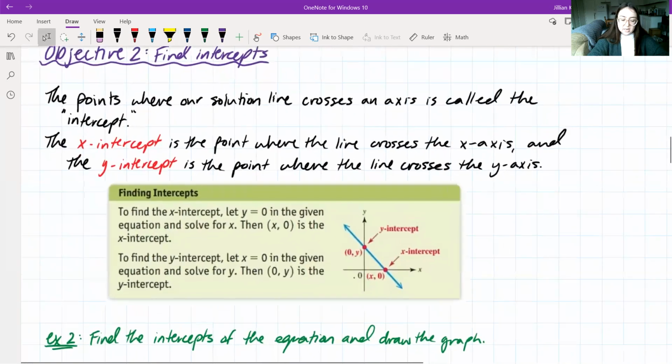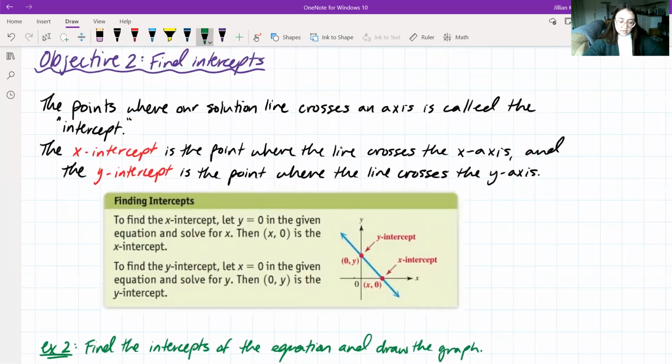So finding an intercept, to find the x-intercept, we want to let y equals 0 in the given equation and solve for x. Then x comma 0 is the x-intercept. Then to find the y-intercept, we let x equals 0 in the given equation and solve for y. Then 0 comma y is the y-intercept.